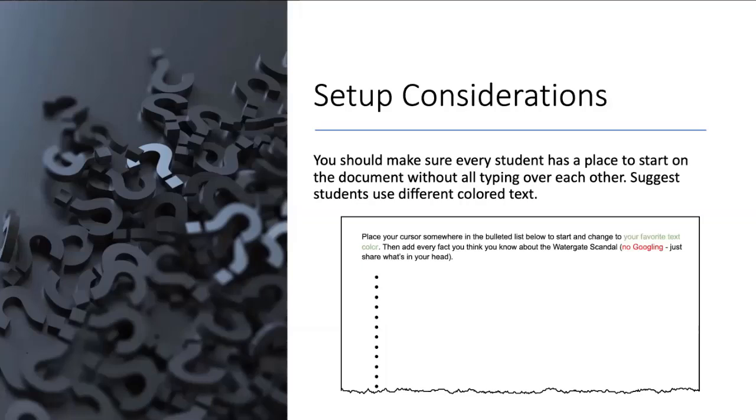Even if two people change the same color, you can start to distinguish different people's blocks of writing. And so that helps to keep everybody from being on top of each other. So that works pretty well too.